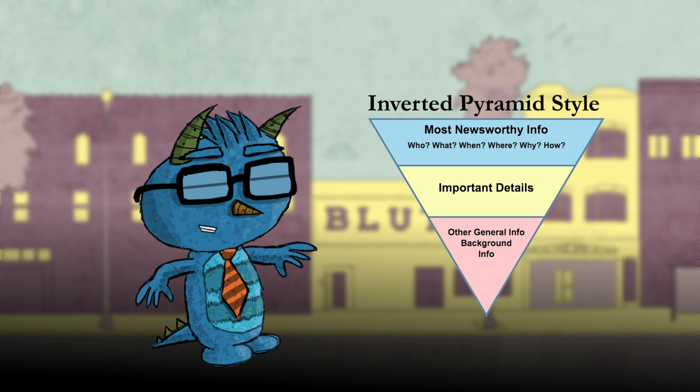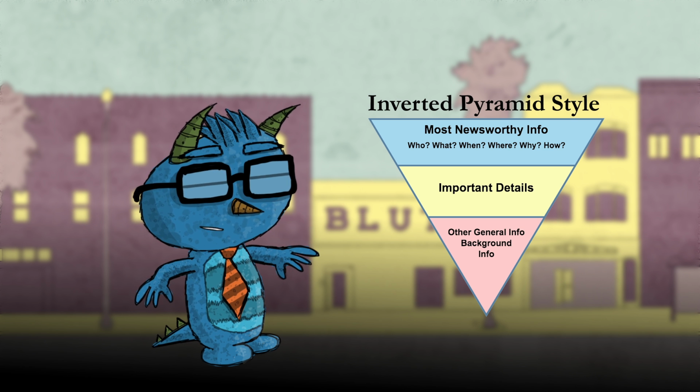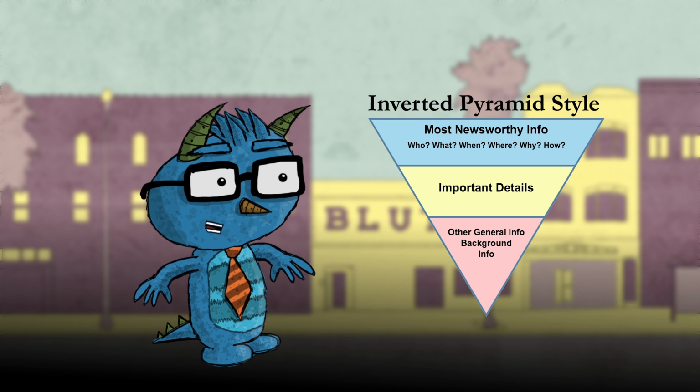Now bear in mind that the inverted pyramid is not the only type of story structure for writing news. However, it is the most common, and it's what undergraduate students in most four-year schools will typically learn.